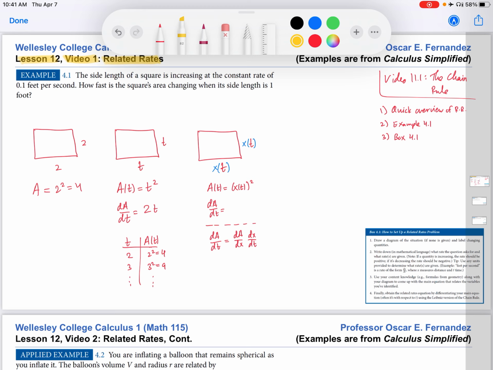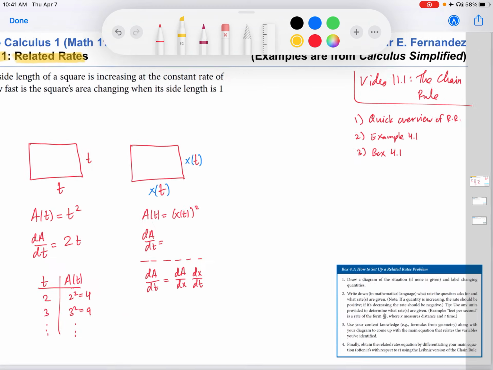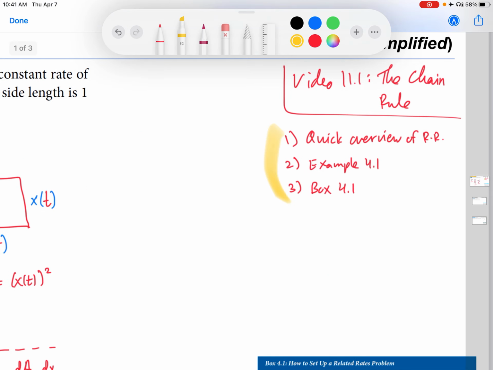The topic here is related rates, and there are a few things that I want to get done with this video. I've put a little agenda here on the right. Let me first say that because we are talking about related rates, I do encourage you to make sure you are comfortable with the chain rule. That's covered in video 11.1 if you need a refresher.